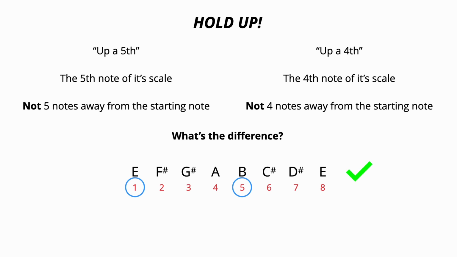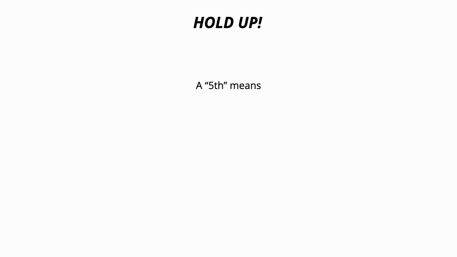the E major scale. Whereas if we were to start at E and count 5 notes away, E, F sharp, G sharp, A, B, C sharp, D sharp, E, we're going to find C sharp as the fifth note. This would be incorrect. So the key here is that a fifth means the fifth note of the scale. It does not mean 5 notes away from your starting note.